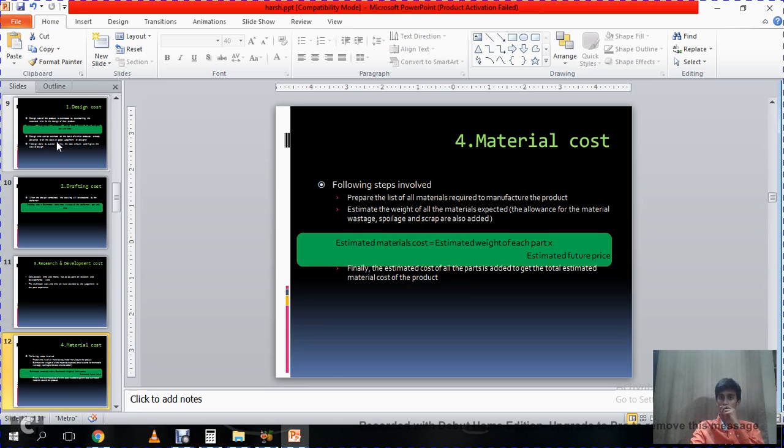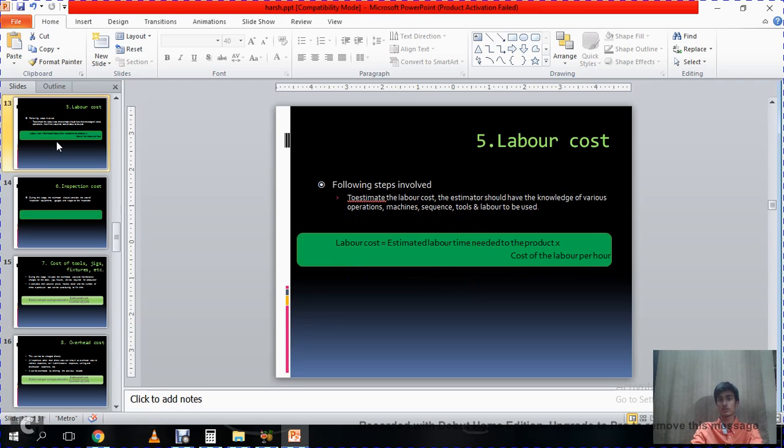Now the material cost. The steps involved are: prepare the list of all the materials required before you start with the project. Estimate the weight of all the materials and the local market rates. And the local market rates will differ based on the place where you live. And finally, the estimated costs of all the parts are added. Like first, they are calculated individually and then added to get the final material cost.